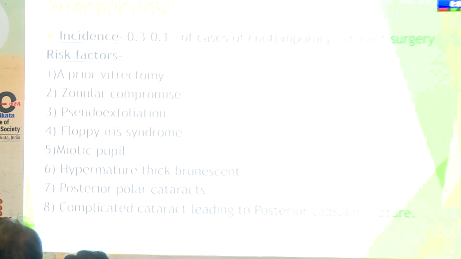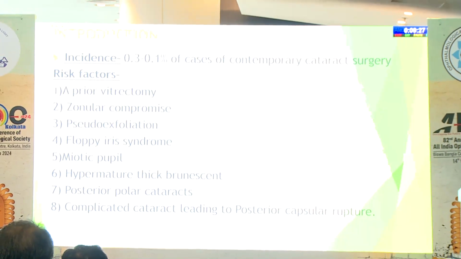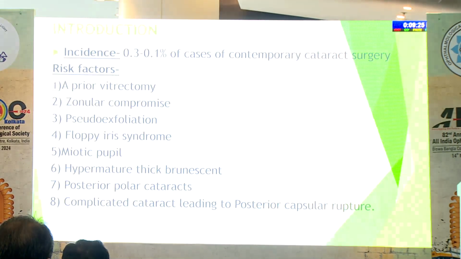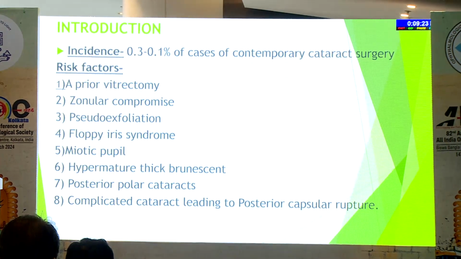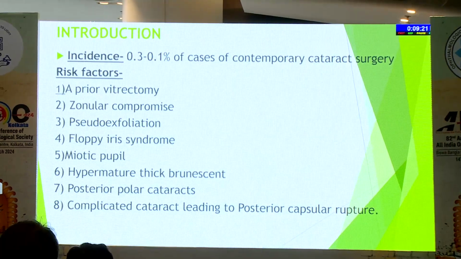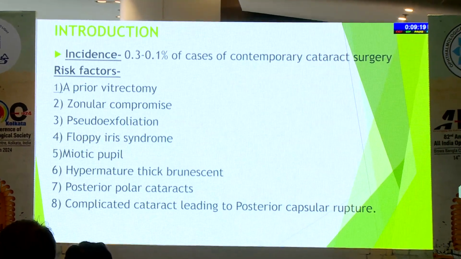The incidence rate of a nucleus drop or cortical matter drop is about 0.3 to 1% of cases. How much experience you have sometimes does not matter. Even if you have done thousands or lakhs of surgeries, sometimes you face these challenges, and you must know how to handle these cases and prevent the nucleus drop.